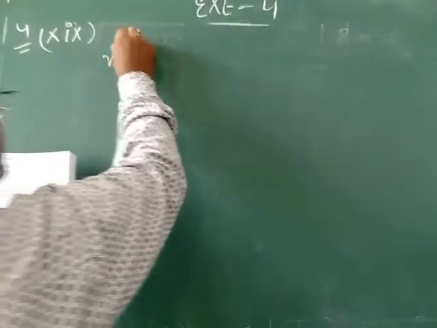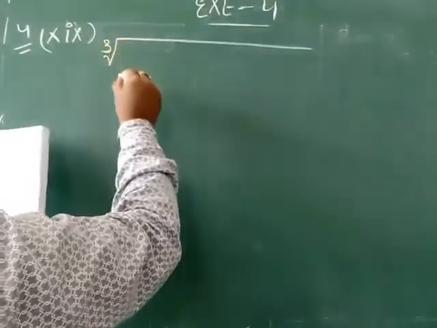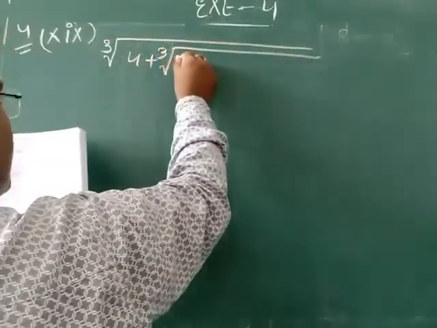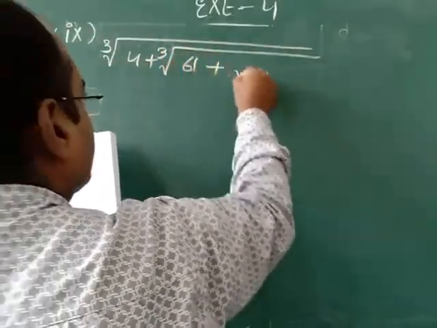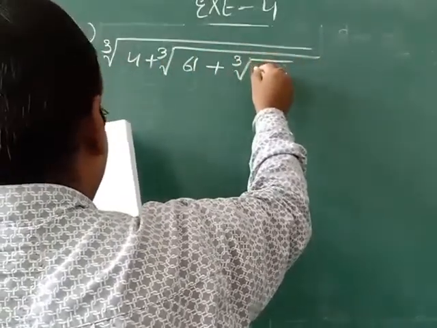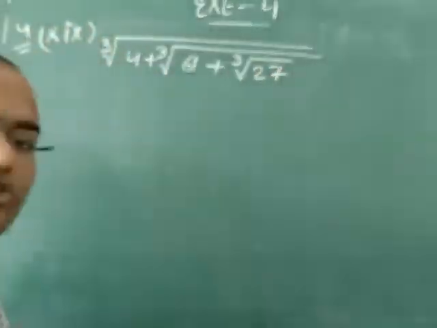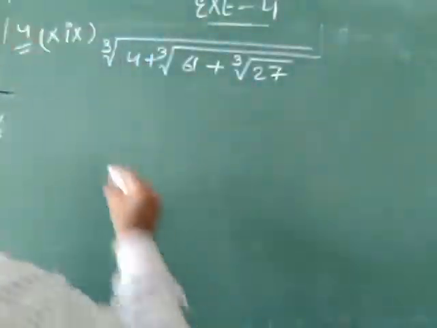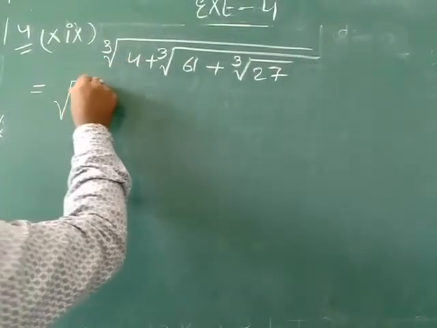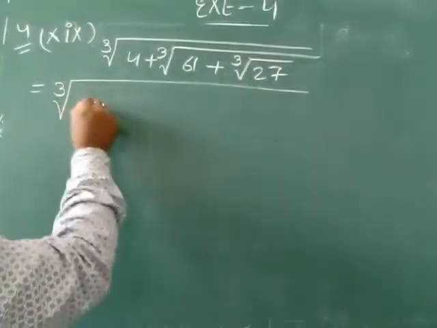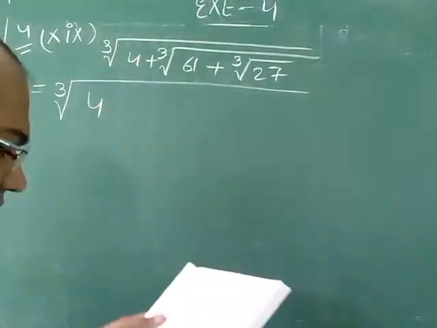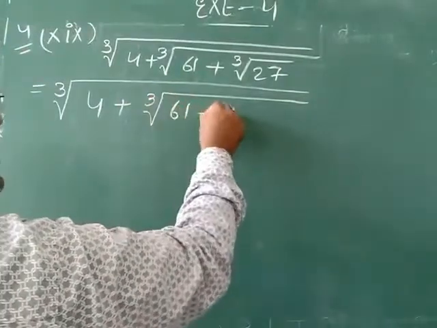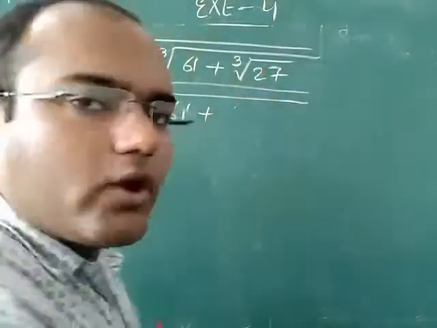Cube root 4 plus cube root 61 plus cube root 27. So first of all, you have to do this small cube root, the one that is smaller. First, this cube root we have to write as it is: 4 plus cube root 61 plus, this is the cube root of 27.